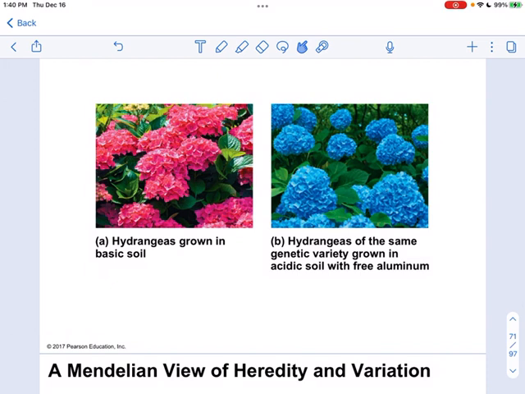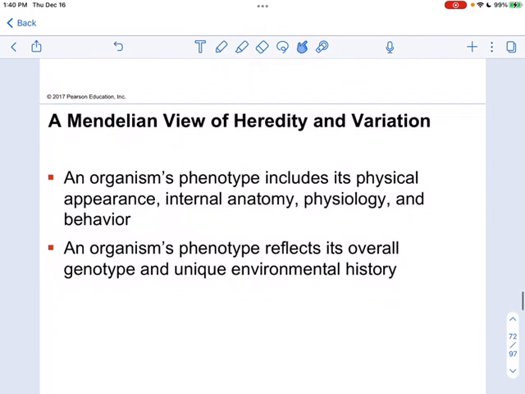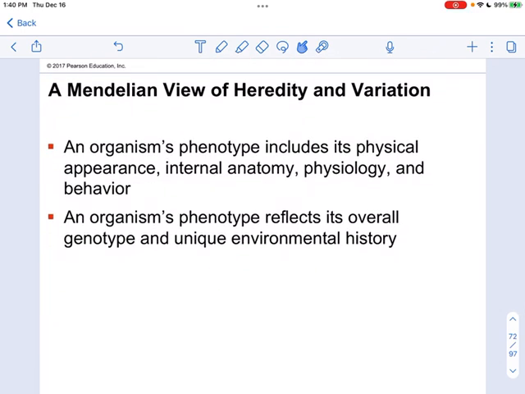Sometimes the color of flowers will differ depending on what type of soil they're being grown in. Hydrangeas that are grown in basic soil tend to have bright reds, pinks, and orange colors, and if they're grown in acidic soil, they tend to turn bluish, purple, these more cool colors. That's just one example of how the environment can influence phenotype.